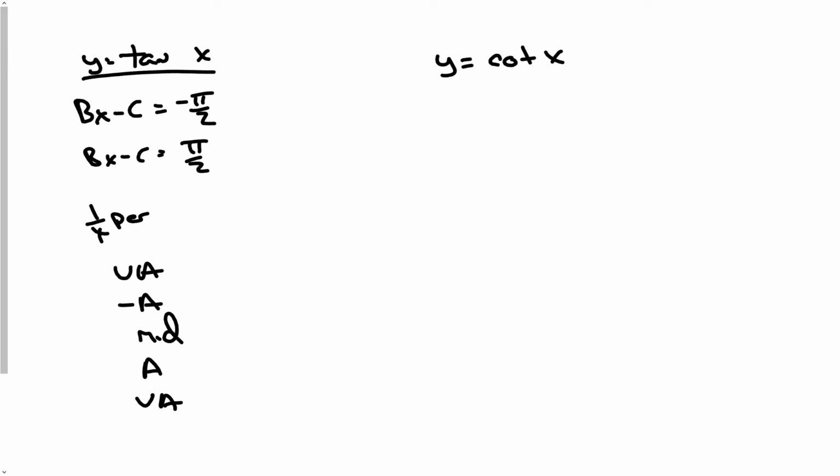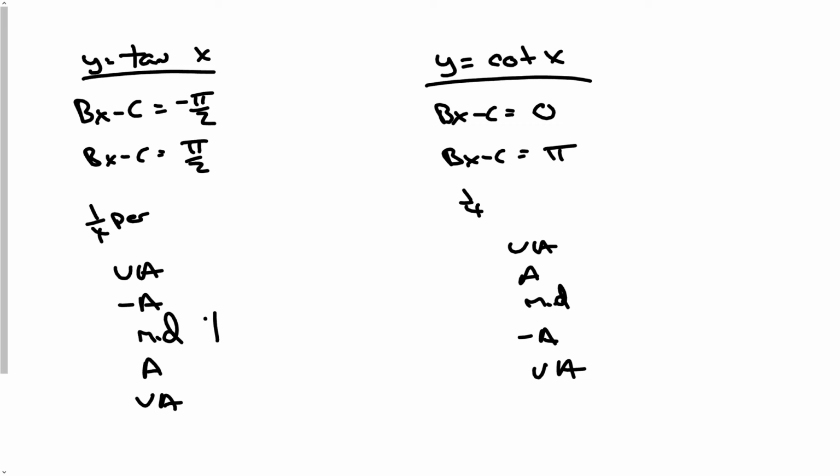For cotangent, we set bx minus c equal to 0, and we set bx minus c equal to pi. We use the quarter period, and it goes vertical asymptote, positive a, mid, negative a, vertical asymptote. So this function is going up from left to right, and this function is going down from left to right. Okay. Those are just the things that you kind of have to remember, the quarter period, to successfully find 5 key points of the function and graph them.